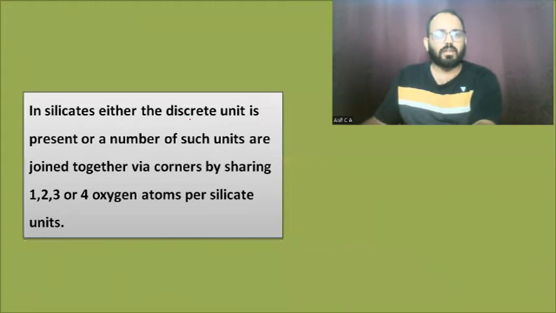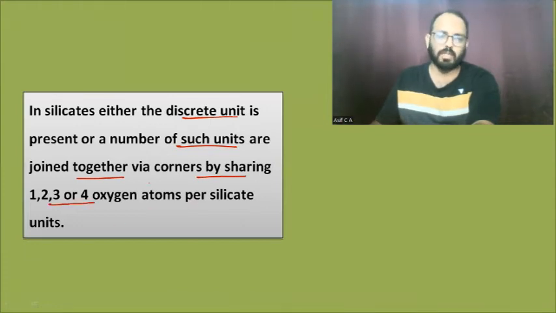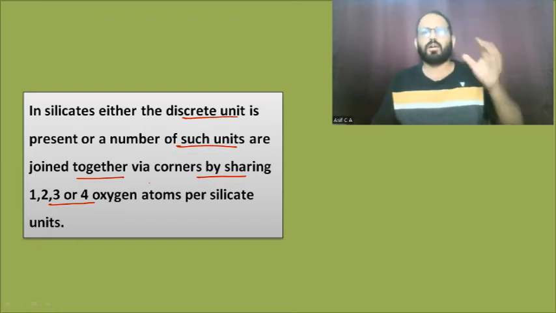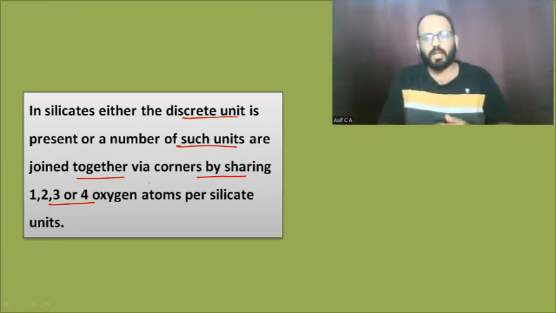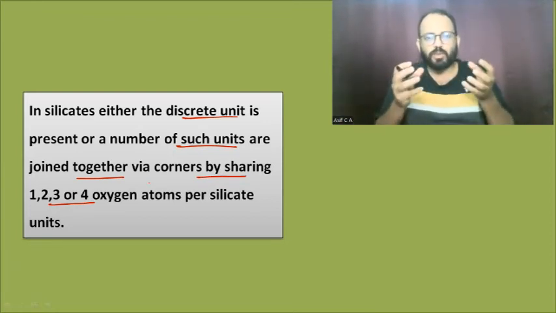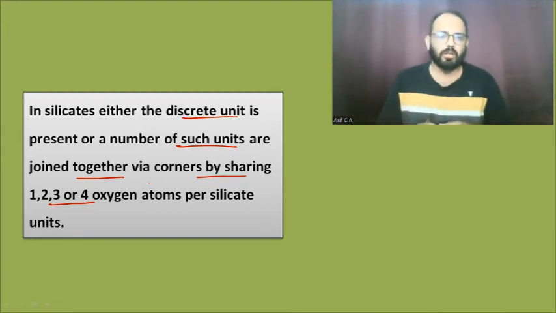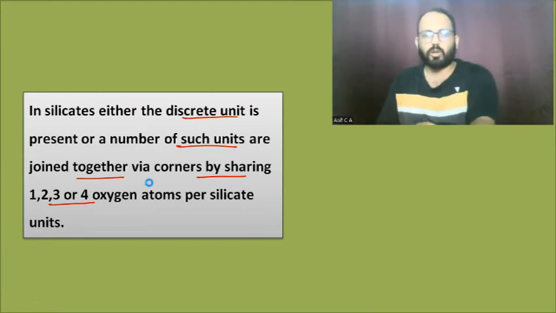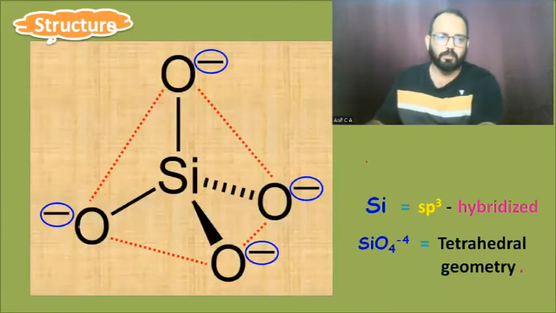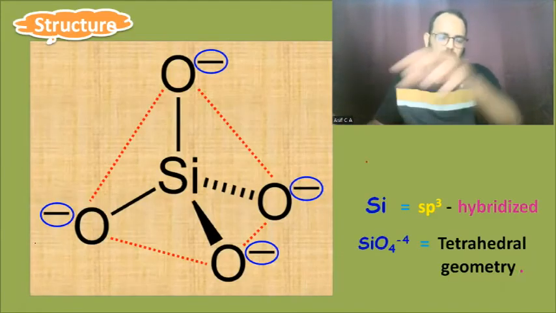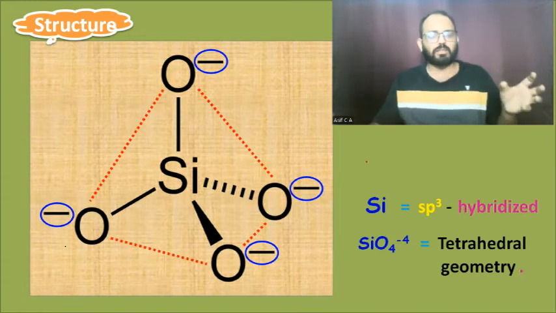In silicates, either the discrete unit is present or a number of such units are joined together via corners by sharing 1, 2, 3 or 4 oxygen atoms per silicate unit. என்ன சொல்றாங்கன்னா discrete யூனிட்டாவும் பார்க்க முடியும், இல்லைன்னா different units combine பண்ணிட்டு நம்மளுக்கு silicates பார்க்க முடியும். அப்படின்னா silicate ஓட structure நம்ம பார்த்துட்டோம் இங்க. இந்த ஆக்சிஜன் இன்னொரு tetrahedral silicate group கூட combine பண்ணிக்கலாம். So you will be getting another.